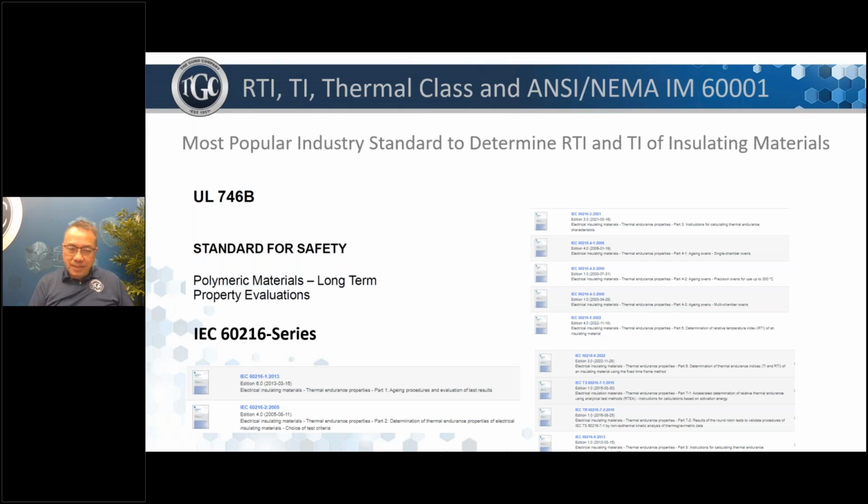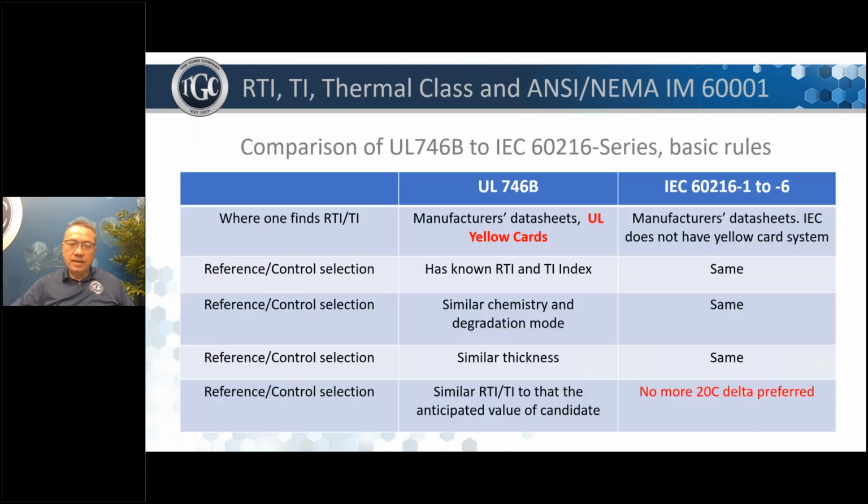Well, as I said before, UL 746B is the most popular way of doing thermal aging, RTI and TI determination. Below are the IEC series, and essentially they are very similar. I mean, the biggest difference is probably UL. If you use UL to do the testing, or a UL approved lab, and the number looks closer to UL, they'll put it in your yellow card so that you don't have to use the generic number.